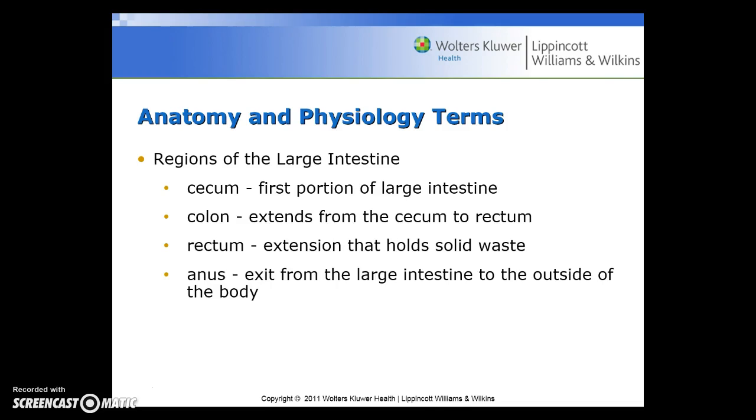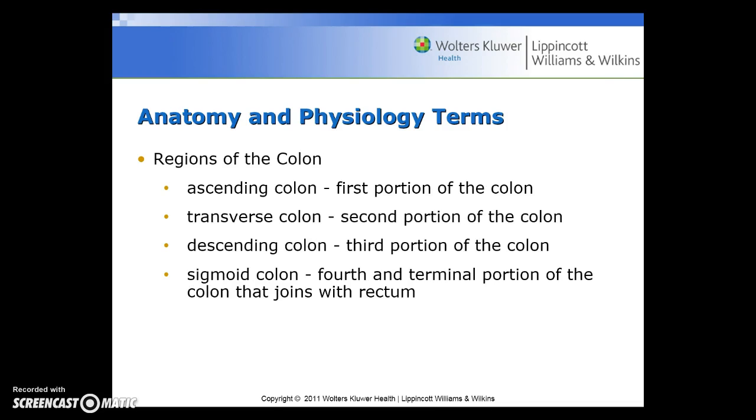Regions of the large intestine are the cecum, the first portion of the large intestine. The colon extends from the cecum to the rectum. The rectum is the extension that holds solid waste, and the anus is the exit from the large intestine to the outside of the body.